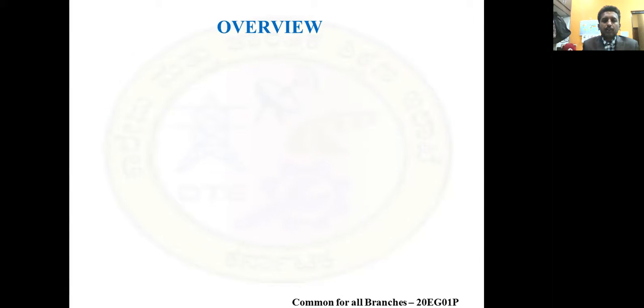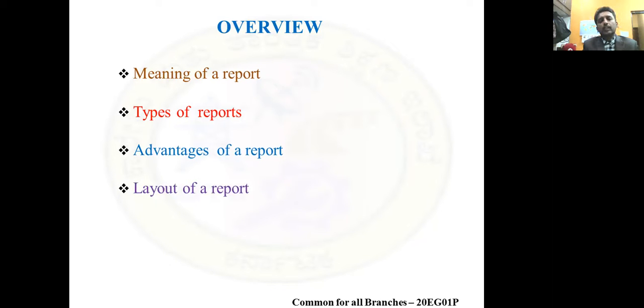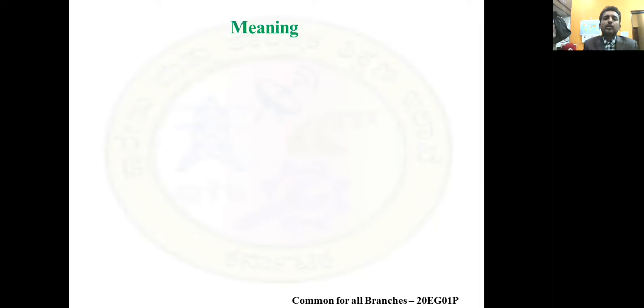My session is organized under 4 points. First one, meaning of a report. Second one, types of reports. Third one, advantages of a report. And the last one, layout of a report. Let us look at the meaning of a report.